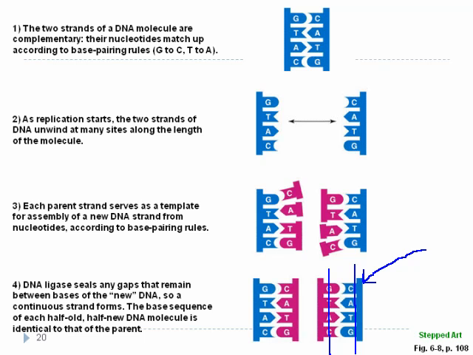And so we sometimes say that this is an example of semi-conservative replication, because we somewhat conserve the DNA. One strand is old, conserved. The other strand is new, newly synthesized.